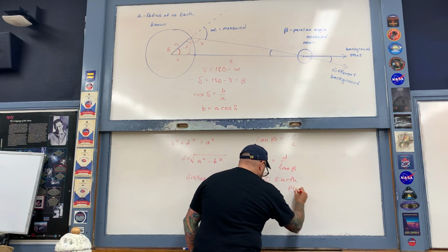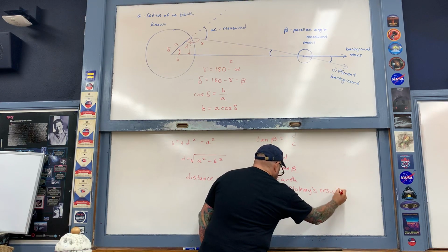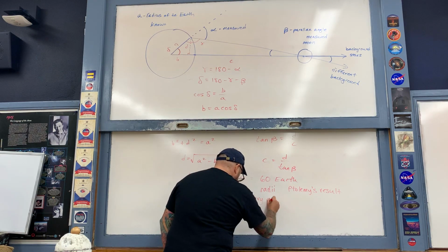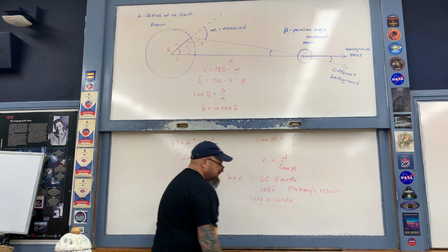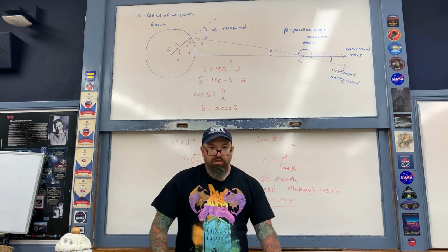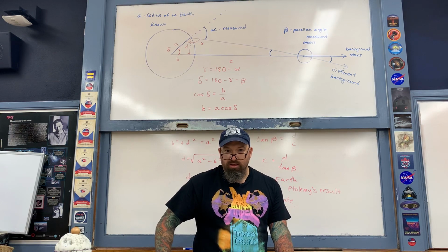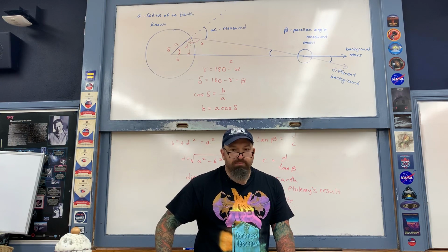This was Ptolemy's result. Ptolemy's result is very accurate. That's the distance from the Earth to the moon. So one of the reasons why Ptolemy is important is because he made this calculation. He's also important for some of the topics that will follow a little bit later on. That concludes this lecture on Ptolemy.